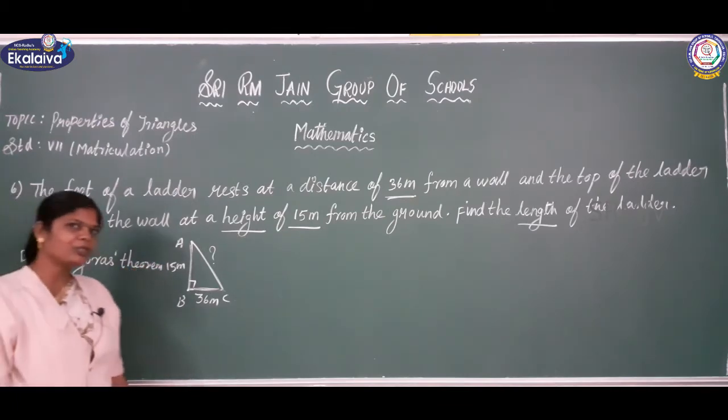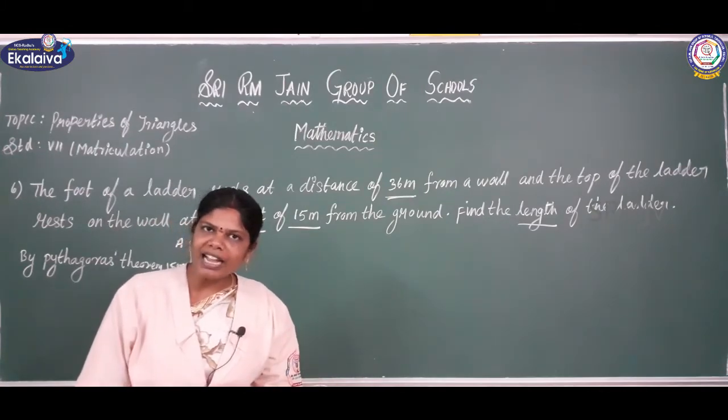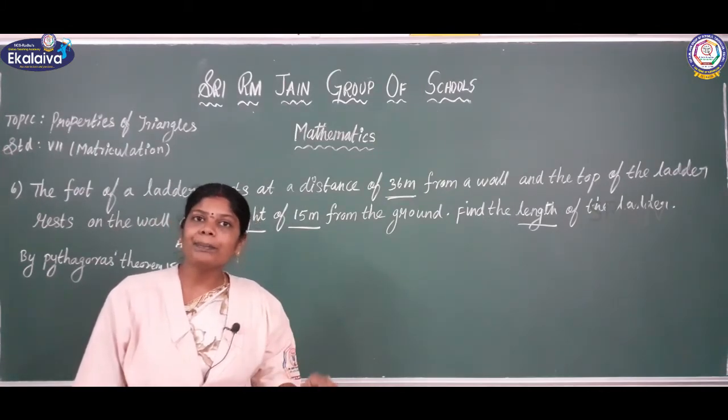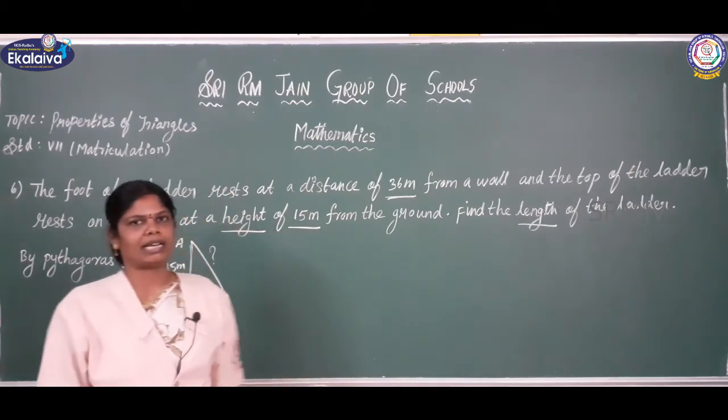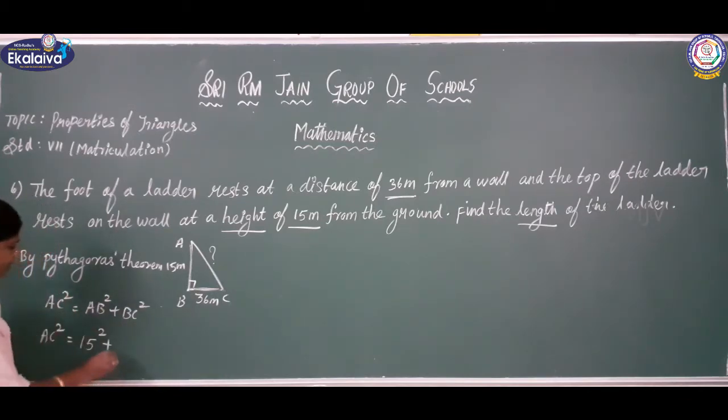What is Pythagoras theorem, children? In a right angle triangle, the square of the hypotenuse is equal to the sum of the squares of the other two sides. See here, AC square equals AB square plus BC square. So AC square equals 15 square plus 36 square.